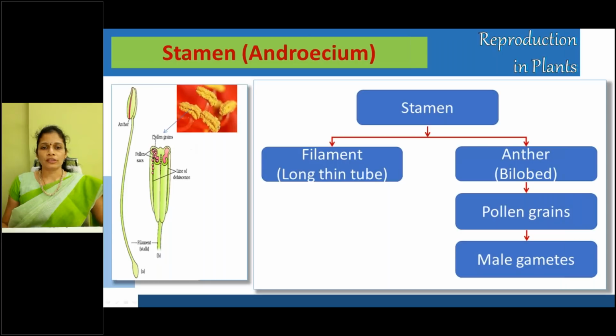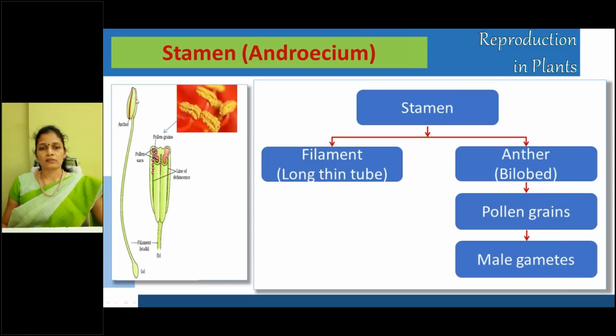Look at this picture, children. This is the stamen, and this stamen consists of two parts, that is filament and anther. Look at the filament. The filament is a long thin tube, and the free end of this filament has an anther.